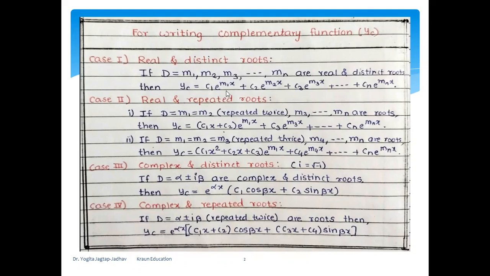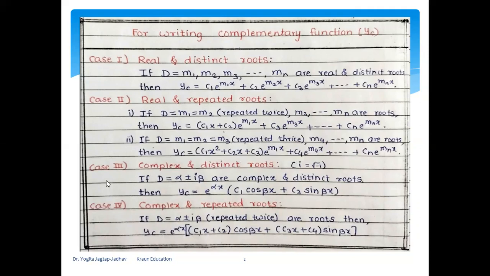Now in case number 2, when we have a real and repeated root, suppose D = m1 = m2 is a root which is repeated twice and the remaining roots m3 up to mn are distinct, then the complementary function is yc = (c1x + c2) e^(m1x) + c3 e^(m3x) and so on up to cn e^(mnx). When D = m1 = m2 = m3, that means m1 is a root repeated thrice and all the remaining roots are distinct, then the complementary function is yc = (c1x² + c2x + c3) e^(m1x) + c4 e^(m4x) and so on up to cn e^(mnx).